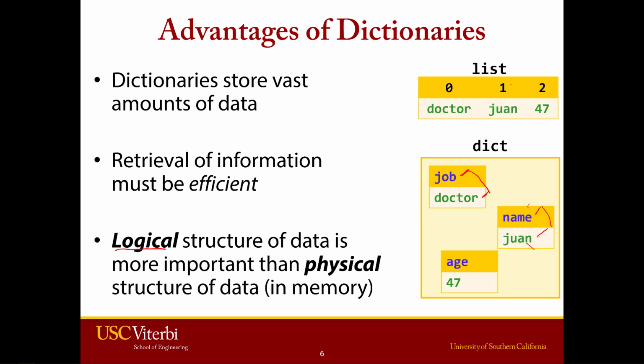Whereas if we look in the list, doctor being 0 doesn't really probably have any meaning. By the same token, 47 and age are not connected in any sort of meaningful way.